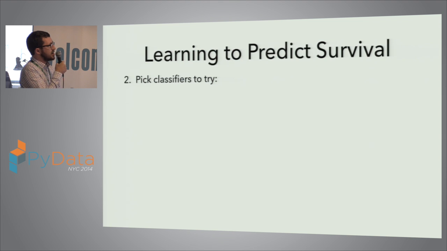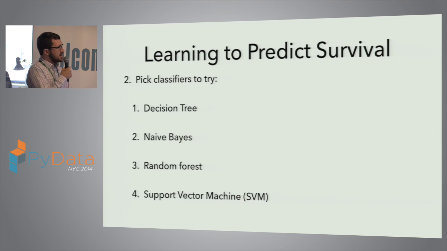The next step, if we're going to try and do this classification task, is pick some classifiers to try. In this case, we're going to use a decision tree learner, naive Bayes classifier, random forest, and support vector machine. So we get a bunch of different ways to approach this problem.